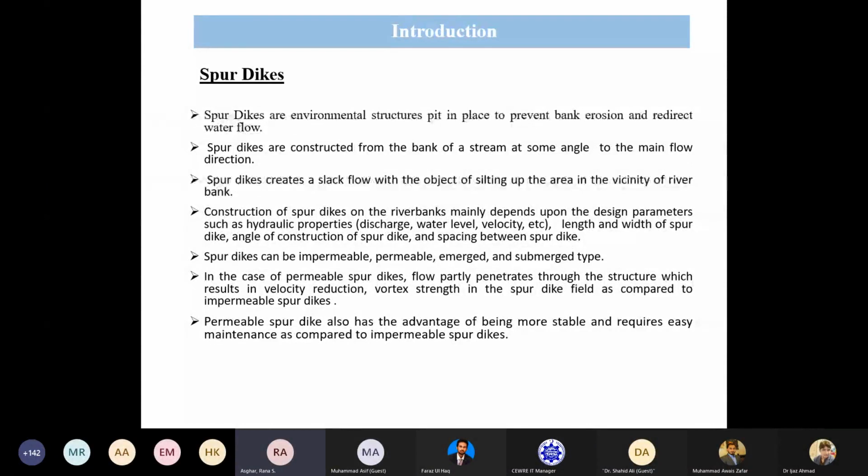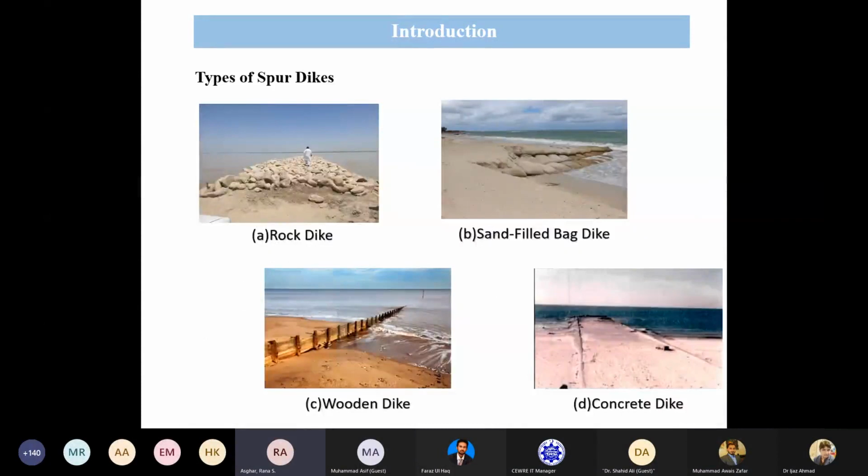Spur dikes can be immersed, submerged, permeable, and impermeable. In case of permeable spur dikes, flow partially penetrates through the structures, which results in velocity reduction and reduced vortex strength in the spur dike field as compared to the impermeable spur dikes. Permeable spur dikes also have the advantage of being more stable and requiring easier maintenance as compared to impermeable spur dikes.